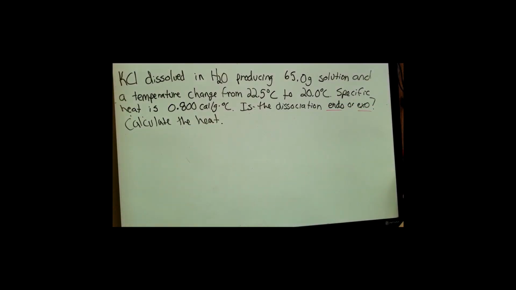If we have to calculate heat, we're going to use that equation where Q is equal to MC, and instead of writing delta T, the change in temperature, I'm just going to write TF minus TI that we looked at on the previous question. All right, so let's write my list of knowns. I have 65 grams. Looking at my variables, that would be my M, my mass. That's how much total solution is made when we dissolved the potassium chloride in water.